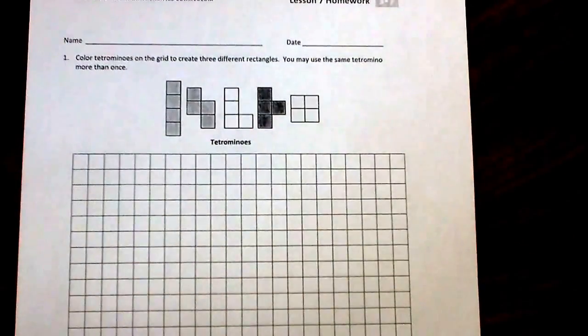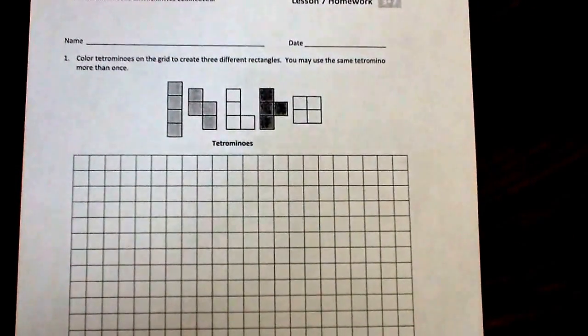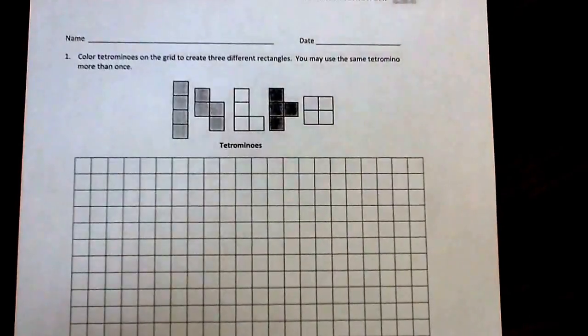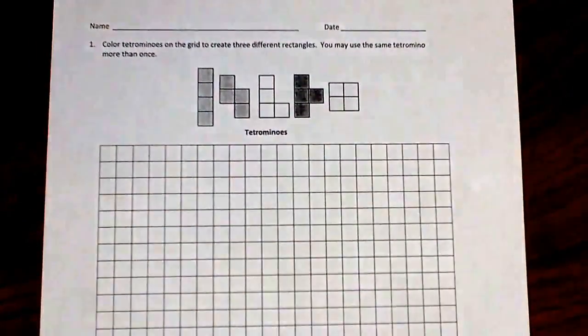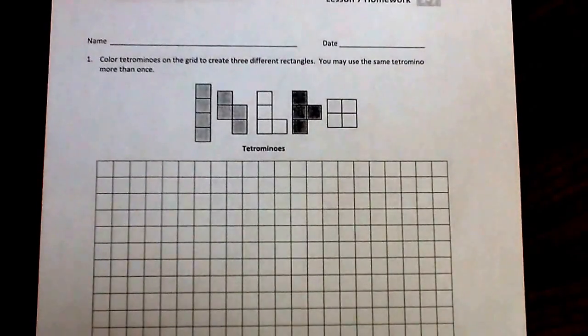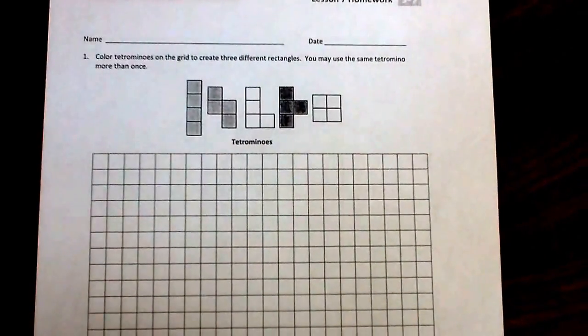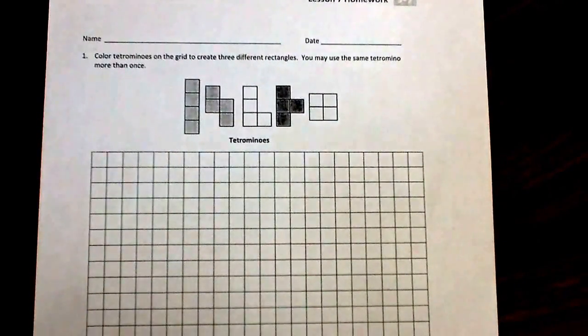Hey guys, tonight you're going to be doing homework, lesson 7 for module 7. Tonight we get to look at this fun thing, and we're going to use tetrominoes. Have you ever played the game Tetris before? We're going to use pieces that are just like that, okay? Tomorrow in class we'll actually get to cut out these shapes and work with them.